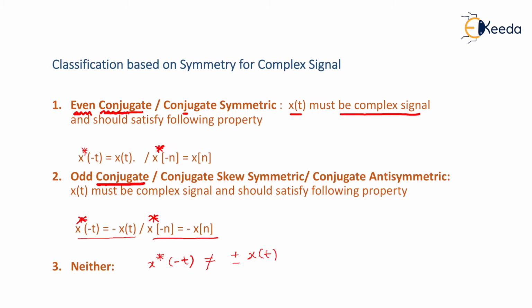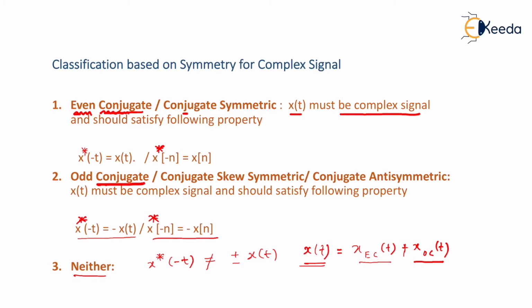Whenever you are falling in the third category, it means the given signal x of t can be expressed into two parts, that is x of even conjugate signal plus x of odd conjugate signal. So this is the even conjugate part of x of t, this is the odd conjugate part of x of t, and the summation of these two will give you the complete signal x of t. And let me tell you, this discussion is valid for discrete time signals also.